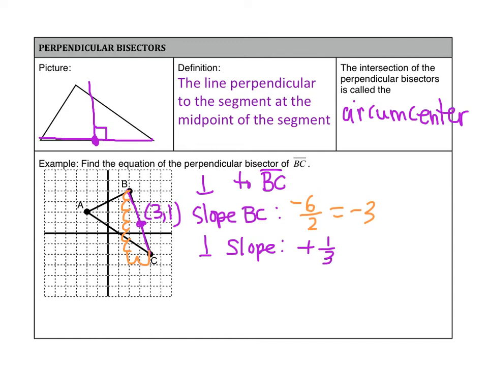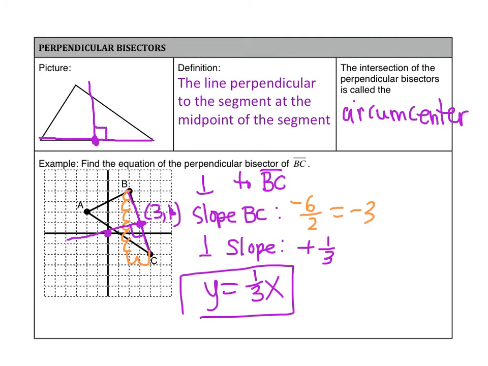Going back to my graph, I'm going to start at (3, 1). If I use positive 1/3, that means I go up 1, right 3. I can also go down 1 and left 3, which now gives me a y-intercept value of (0, 0) at the origin, making my equation y equals 1/3 x. Drawing the line, I can see that I do form a right angle with segment BC.